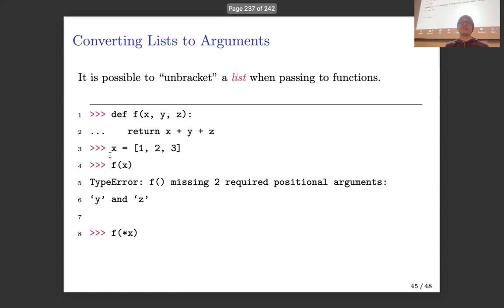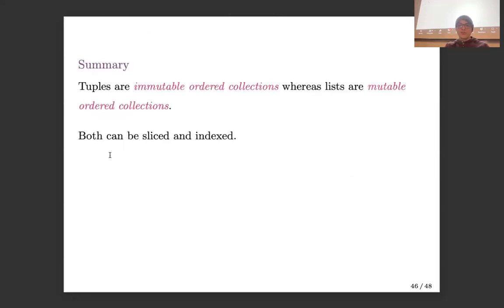Now, the way you can get around this is to use an asterisk on the left-hand side here. In Python, this is the unbracketing operator. So if I say f, give it x, but take the square brackets off, then that will work, right? This is going to put 1, 2, and 3 there. This is just a neat little syntax. So tuples are immutable ordered collections, where lists are mutable ordered collections. Both can be sliced and indexed.